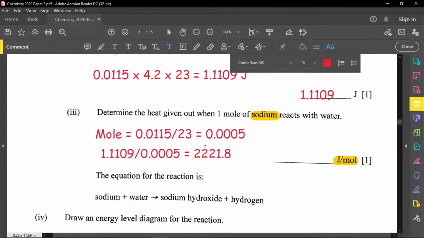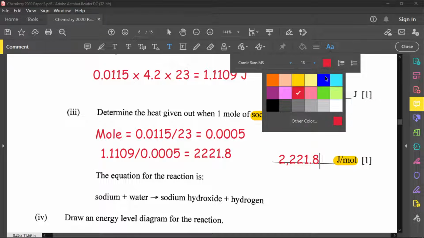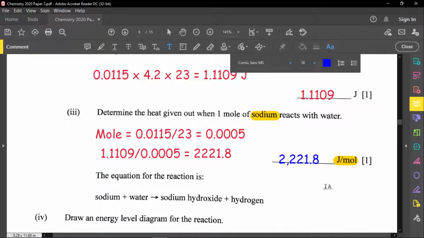Okay, so it's going to be 2,221.8 joules per mole. So that will be our answer right there. All right. So now we can jump on to the next part of the question.